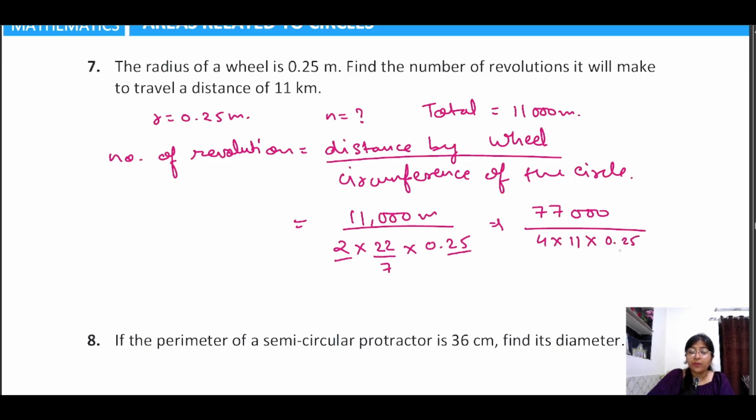If you multiply 4 by 0.25, you will get how much? 1. And 11 into 1 is 11, and this will be simplified by this. So there are 7,000 revolutions completed by the wheel. So the correct answer is 7,000 revolutions.